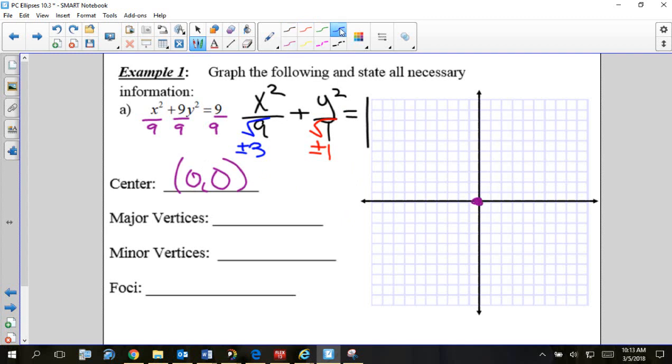How do I know the center? It's HK, just like it was for circles. Okay, so it's just like doing the circle, only this time we're not going the same distance from the center, we're going different distances.